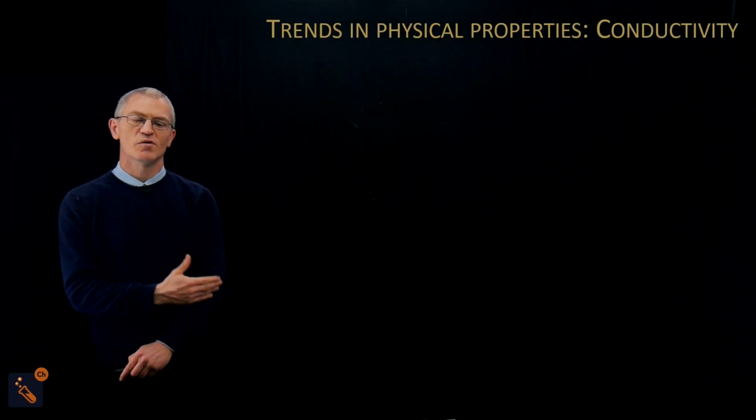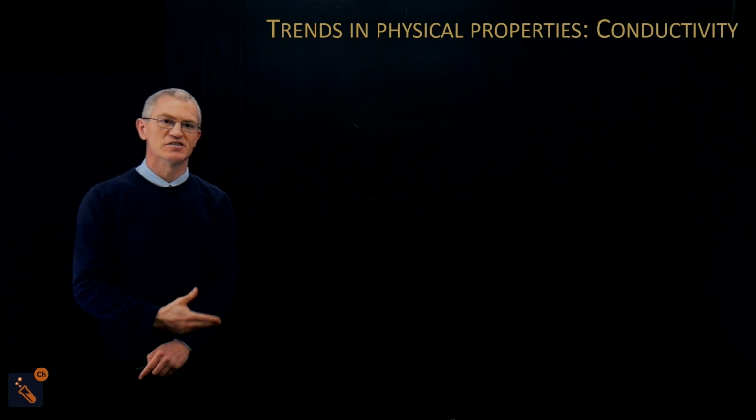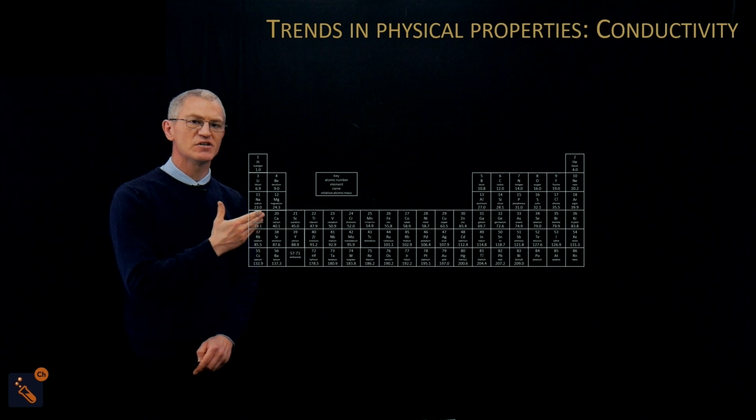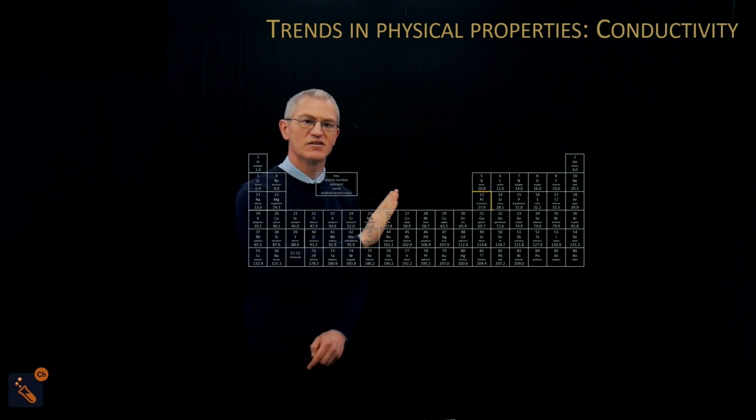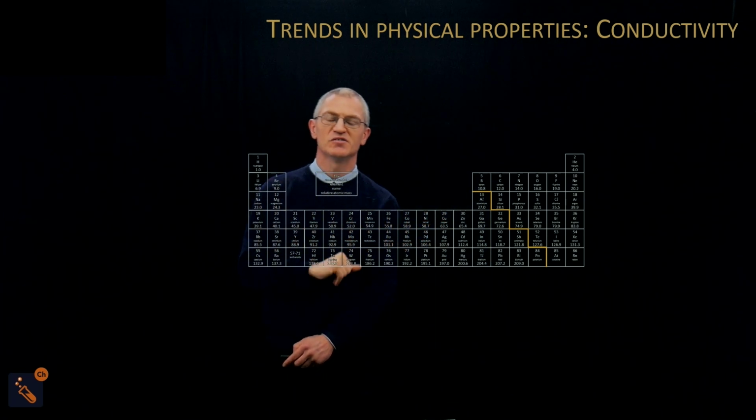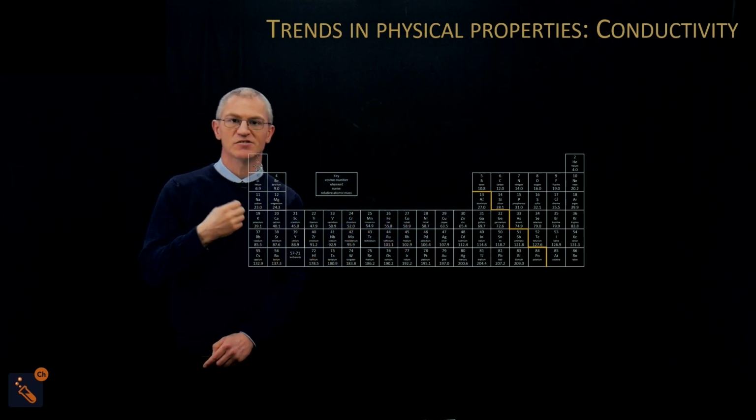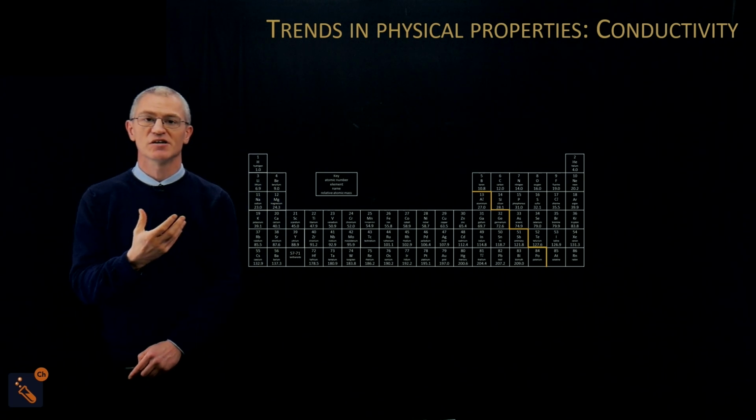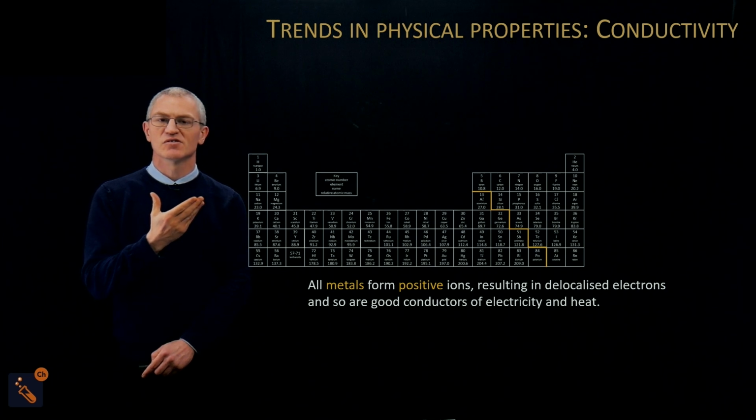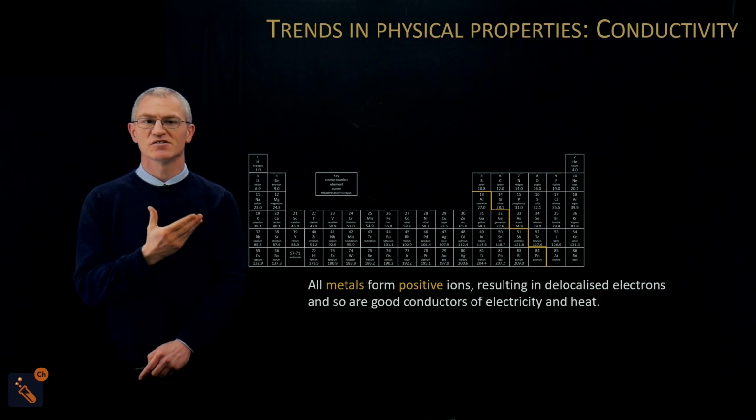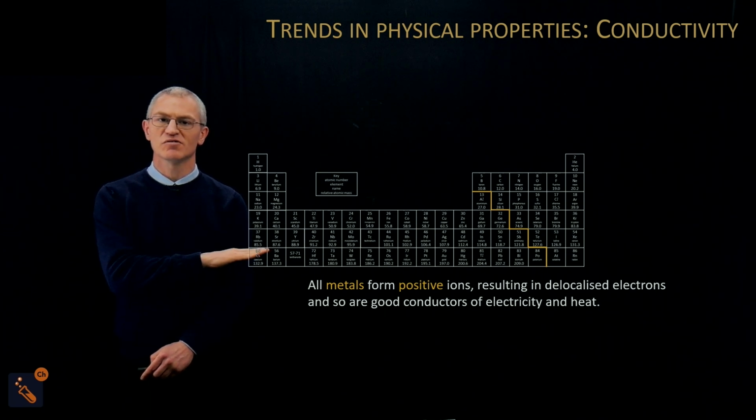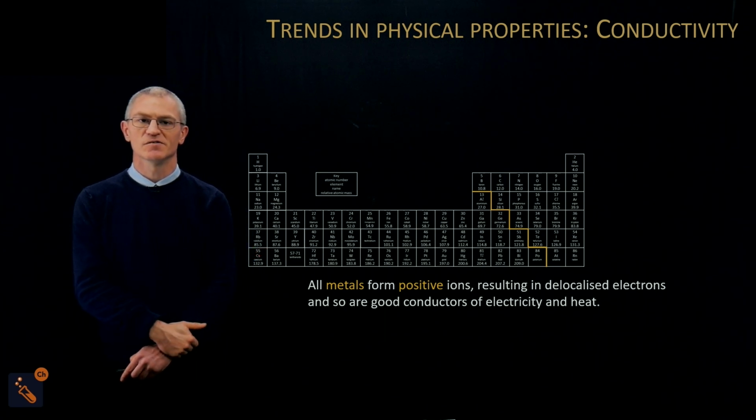So let's look at what properties this actually gives. So one of the properties it gives is conductivity. So if you look at it simply, on the left-hand side of the periodic table, you've got the metals. Now, they all form positive ions. That means they're giving out electrons. They're giving out electrons that become delocalized. So that means those delocalized electrons cause the metals to be good conductors of electricity and heat. That means they can flow through the metallic structure and carry current.